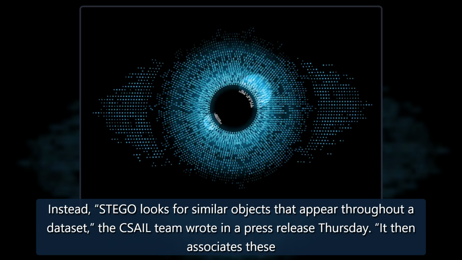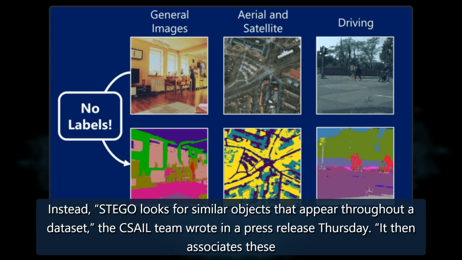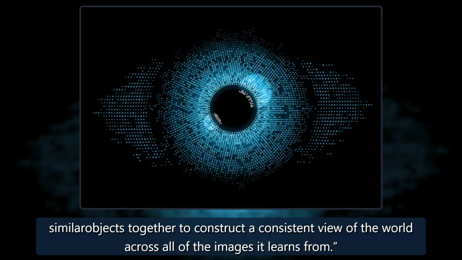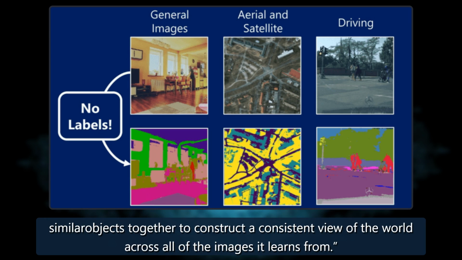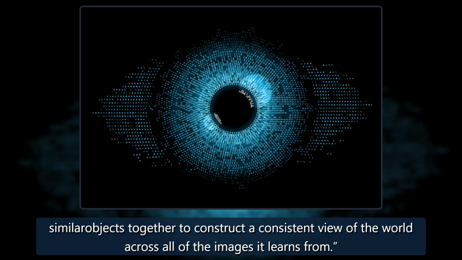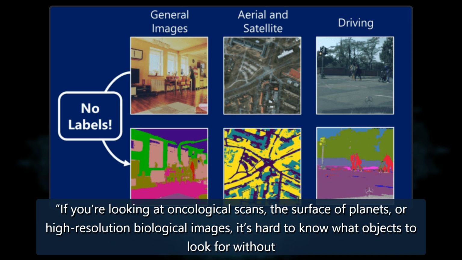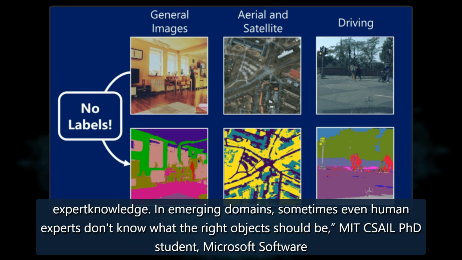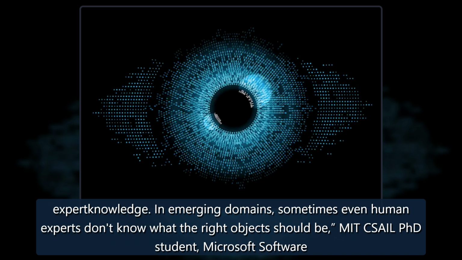Instead, Stego looks for similar objects that appear throughout a dataset, the CSAIL team wrote in a press release Thursday. It then associates these similar objects together to construct a consistent view of the world across all of the images it learns from. If you're looking at oncological scans, the surface of planets, or high-resolution biological images, it's hard to know what objects to look for without expert knowledge. In emerging domains, sometimes even human experts don't know what the right objects should be.